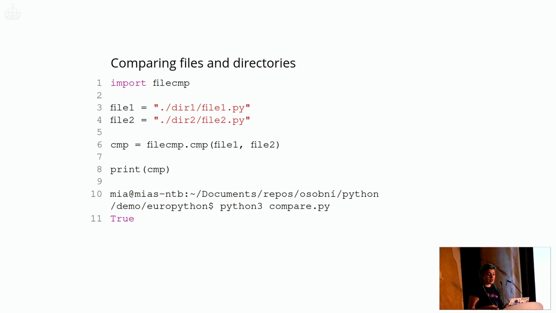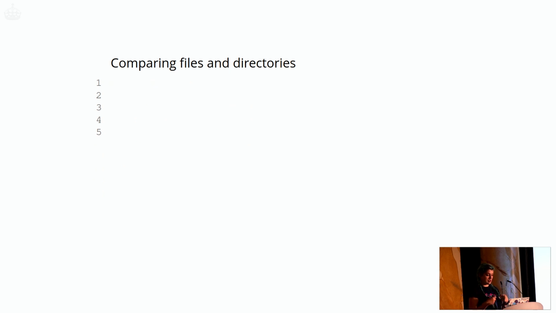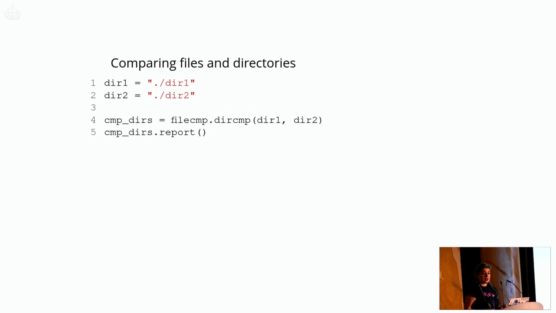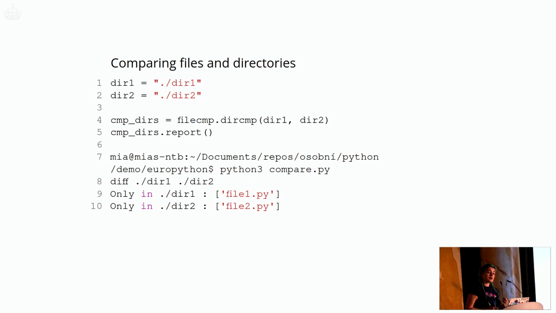It returns as true. That means that the file type, size, modification time, and content are identical. That was file, but how about directories? Can we compare them as well? Yes, for directories, there's a method dircmp, which compares two directories. And when we call the report method, we can see the difference.